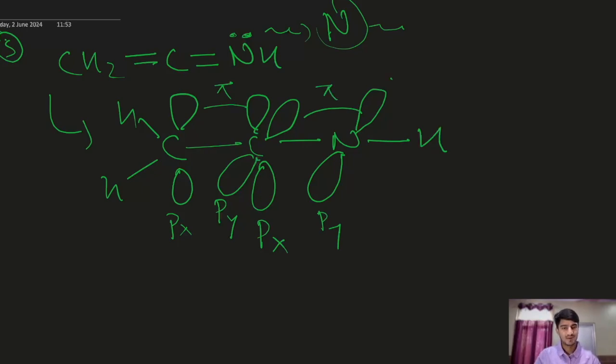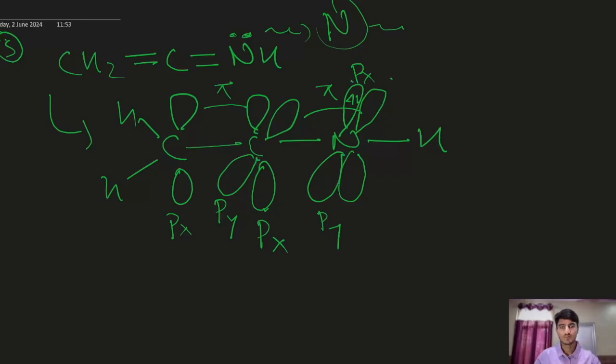The py orbital is used in forming a pi bond between this carbon and this nitrogen, so the lone pair over nitrogen will be present in px, because the px orbital is not used in forming a pi bond. So the px orbital has the lone pair. As we can see, the adjacent carbon has a px orbital, and this lone pair is also present in a px orbital. So resonance is possible in this case.